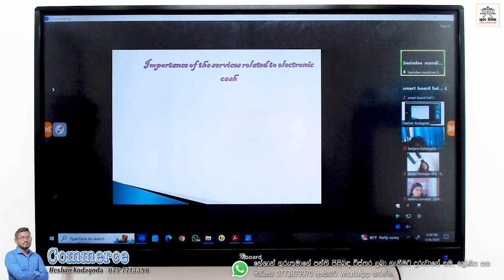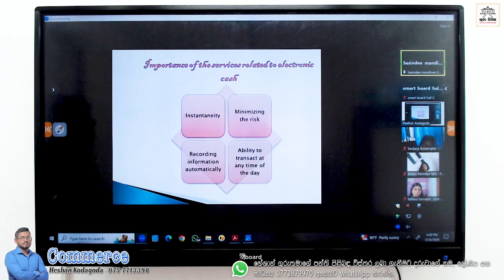Importance of the services related to electronic cash. Instantaneity. These services are efficient and methodical, and they save time by doing activities easily and quickly, minimizing the risk. The risk of losing cash while carrying it is reduced by these services. Recording information automatically. Since all the activities are performed automatically, these transactions are recorded easily and accurately. Ability to transact at any time of the day.